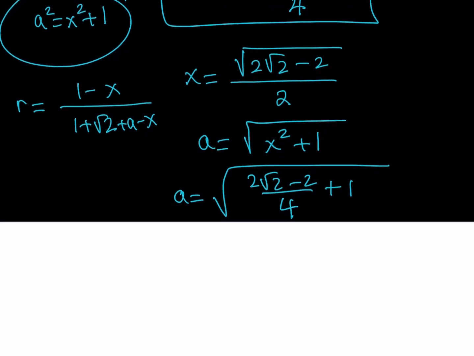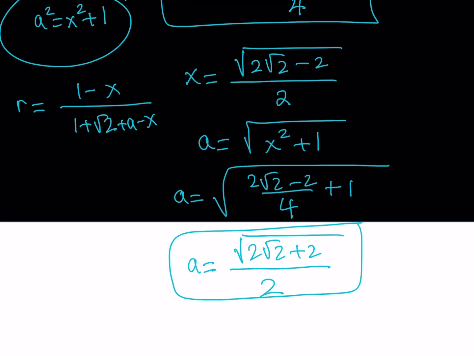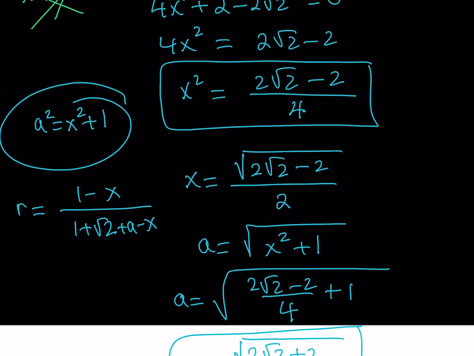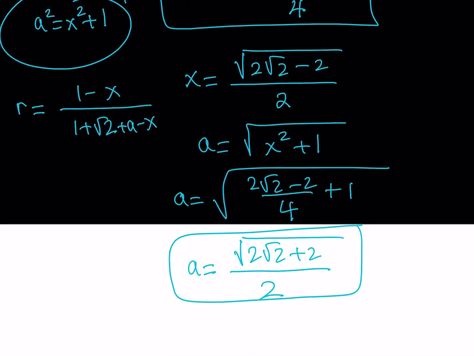So from here, a is going to look like 2 root 2 minus 2 plus 4 plus 2. To keep a long story short again, I'm going to give you the answer, and a is going to be this one. Awesome. So a kind of looks like x, doesn't it? They're kind of like conjugates. Nice. So that's the a value, and then I have to find the R value. Let's go ahead and find that.